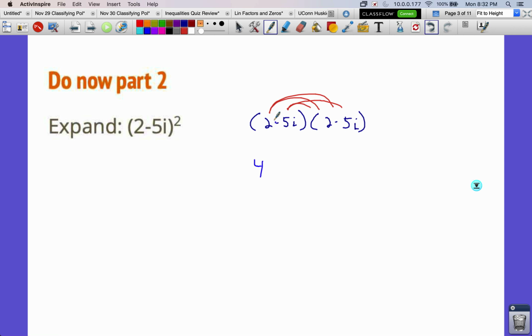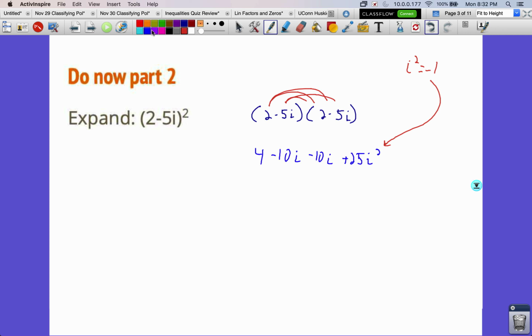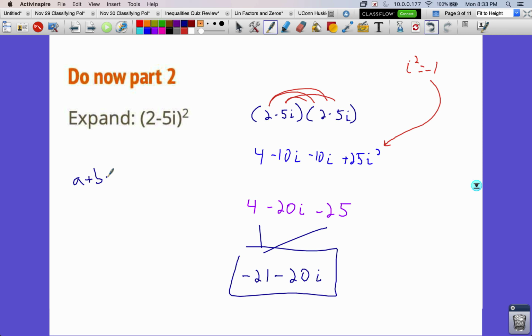I get a 4 minus 10i minus 10i plus 25i squared. But here the special rule about i comes in, that i squared is equal to -1. So this i squared here can be replaced with a -1. And now the expression is 4 minus 20i minus 25. It flips the sign of the plus 25i squared. Combine your constants, but you normally bring those to the front of the expression. Make this -21 minus 20i, so that it's of the form a plus bi, which is how we express most complex numbers.